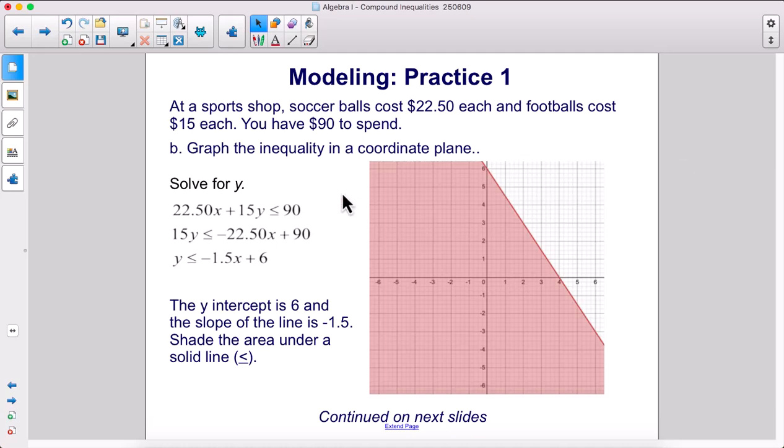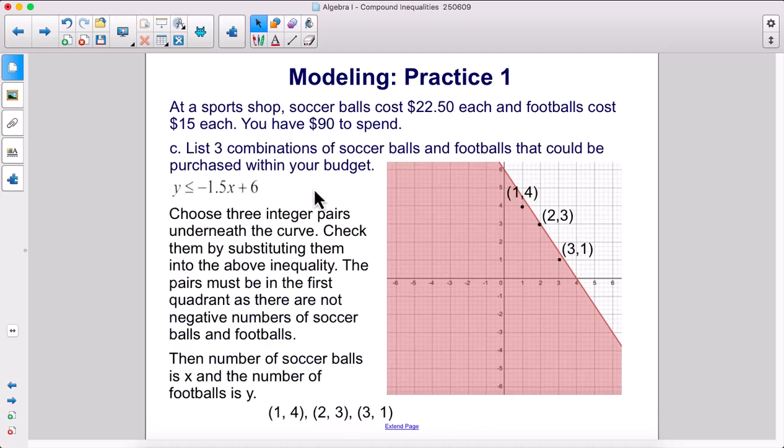To graph the inequality, first we solve it for y. And we get y is less than or equal to negative 1.5x plus 6. The y-intercept is 6. The slope of the line is negative 1.5. We draw the line, and it is a solid line because there's a less than or equal to sign there. And because it's less than, we shade in the area underneath the line.